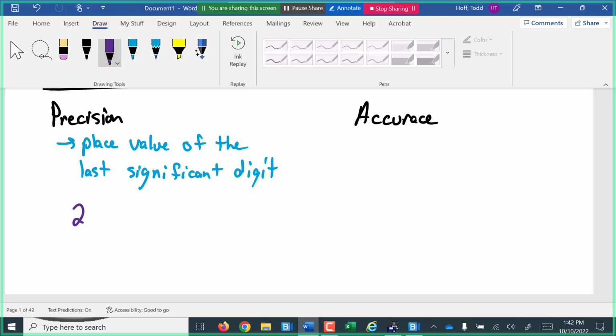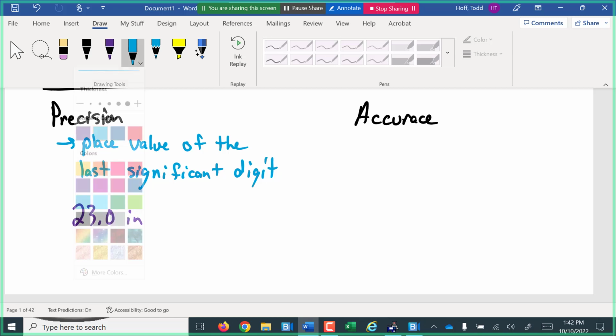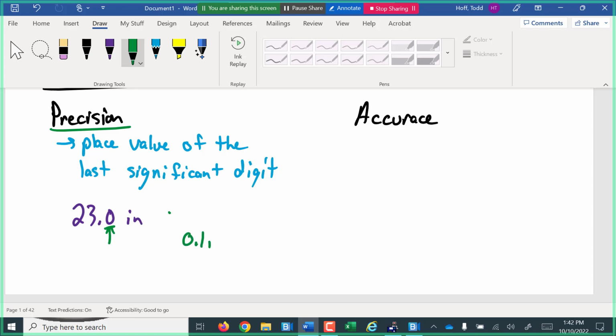So we saw if I have 23.0 inches, this 0 is significant because it's after the decimal and at the end of the number. So the precision of this number, well, what's the place value of that digit? The tenths. So the precision of this measurement, 23.0, is down to the tenth of an inch.